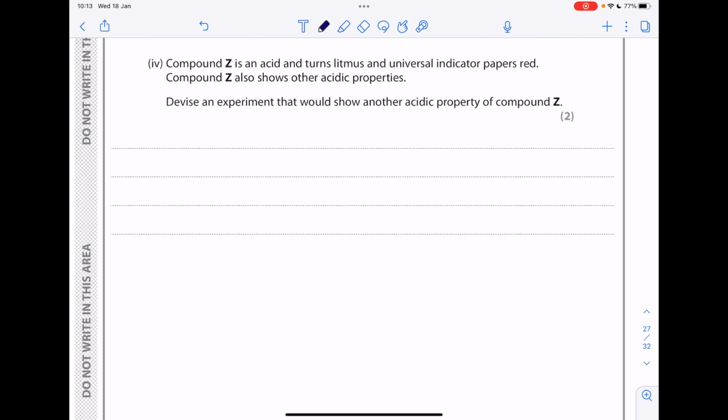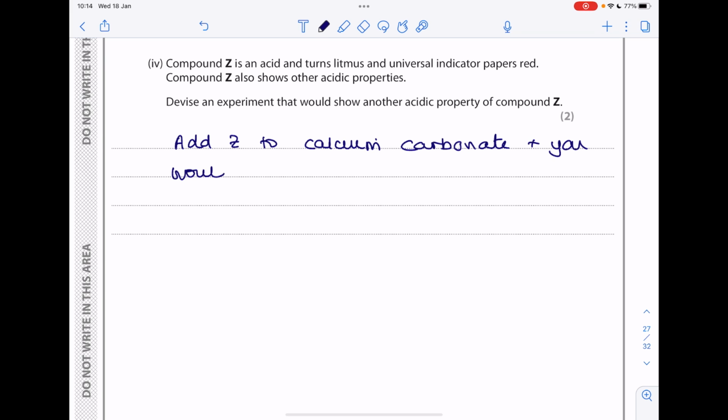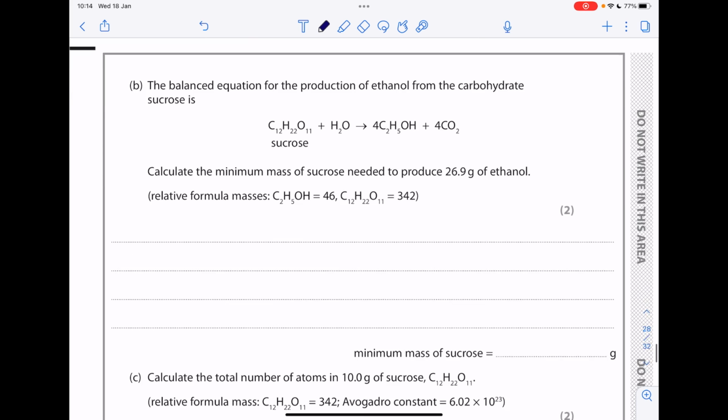Compound Z is an acid and turns litmus and universal indicator papers red. Compound Z also shows other acidic properties. Devise an experiment that would show another acidic property of compound Z. So we know it's an acid. Let's add Z to limestone, so calcium carbonate, and you would expect to see bubbles of carbon dioxide gas being produced. You could have also measured the pH, and the pH should have been less than 7. You could add it to an alkali and produce a neutral solution.